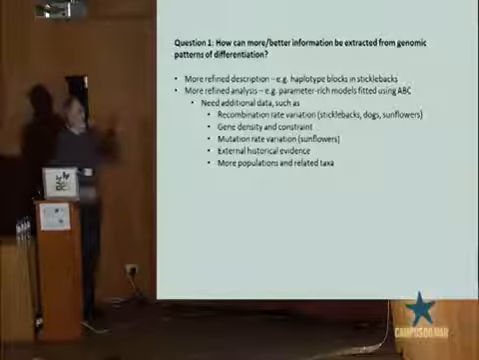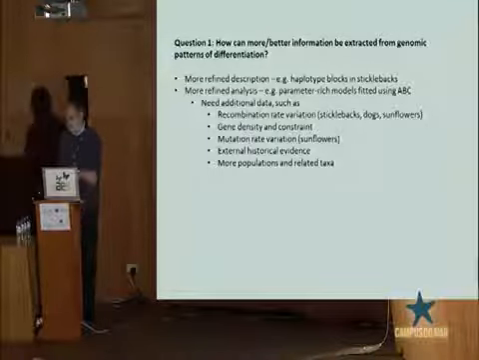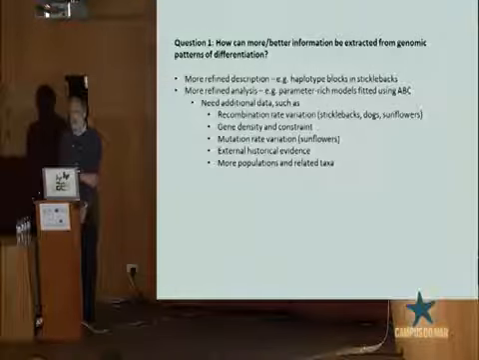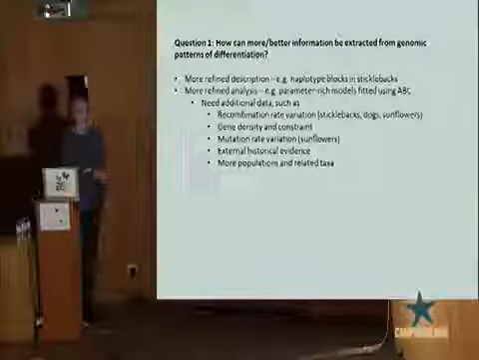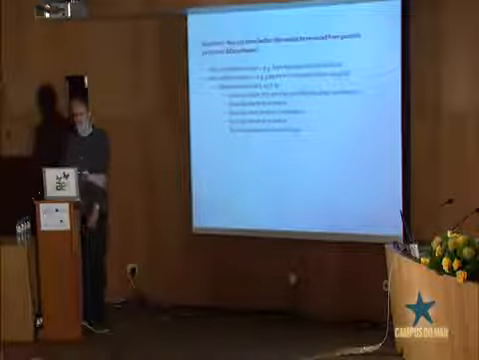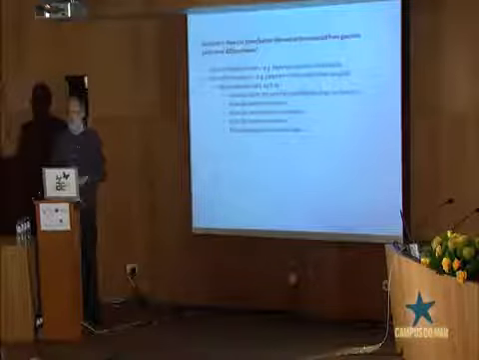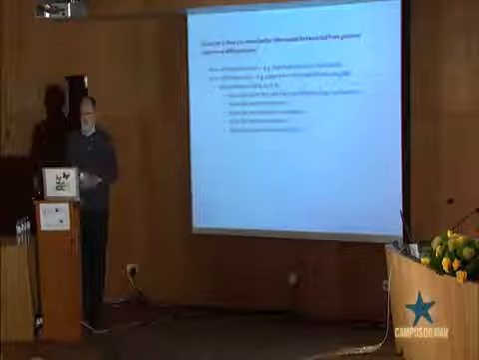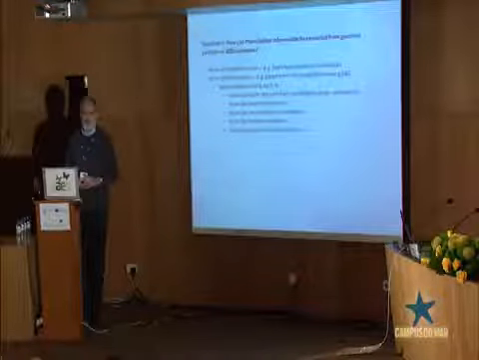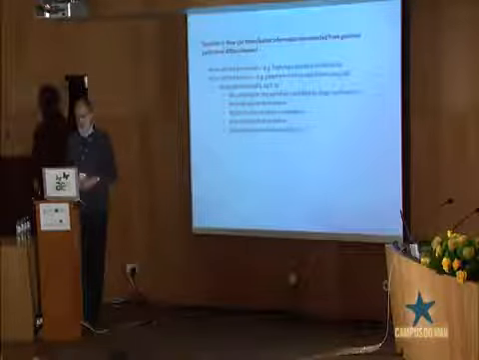So recombination rate variation is obviously an important factor, and we've seen both in sticklebacks and in sunflowers that the pattern of recombination across the genome helps us to understand patterns of differentiation. And we were also reminded in the talk about dogs that recombination rates evolve, so they're not a fixed feature of the genome. And during speciation, we may well expect recombination rates to change, and that's something we have to bear in mind.